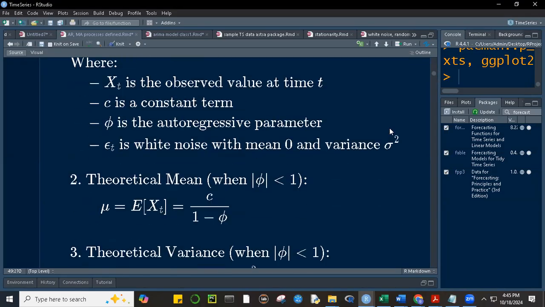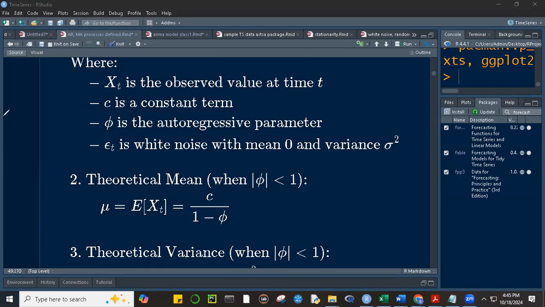This one is very important. The theoretical mean. What is the theoretical mean, and how does it compare with the average of your x sub t? Because you have your x sub t, you have your time series. You can compute the average of that, the mean of that. That's what we call the mean of your x sub t, by getting the average. It's also called the empirical mean. How do you get the empirical mean? Just get the average of your x sub t.